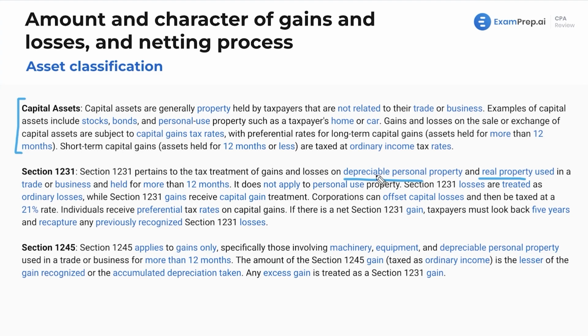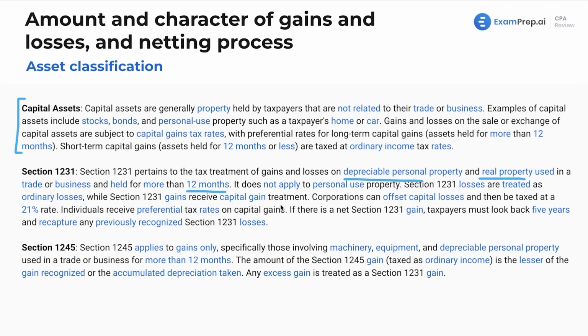So understanding these points, memorizing them, absolutely essential. Depreciable property, real property used in a trade or business, held for more than 12 months. So if it doesn't meet these criteria, it's not 1231. It does not apply to personal use property. Section 1231 losses are treated as ordinary losses, while Section 1231 gains receive capital gain treatment.